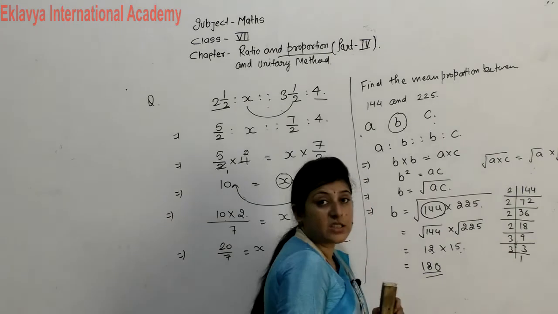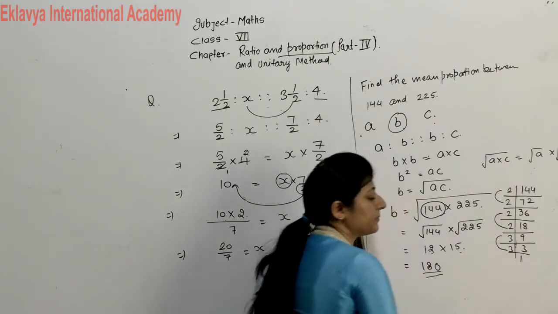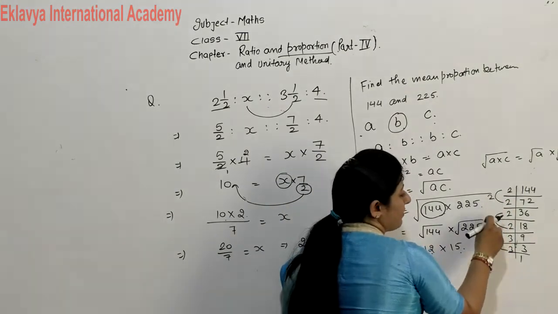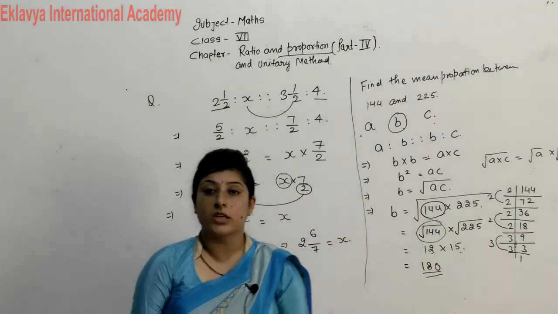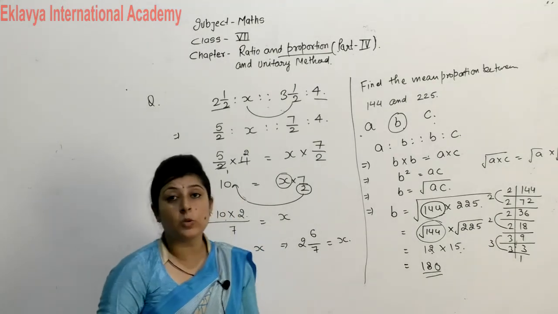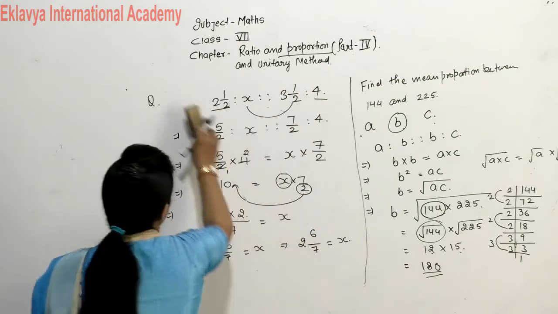For finding the square root, we start to make pairs. It means 2, 2, 3. 2 2s are 4, 4 3s are 12. It means the root of 144 is equal to 12. Similarly, you can find the root of 225. This is the mean proportion between these.